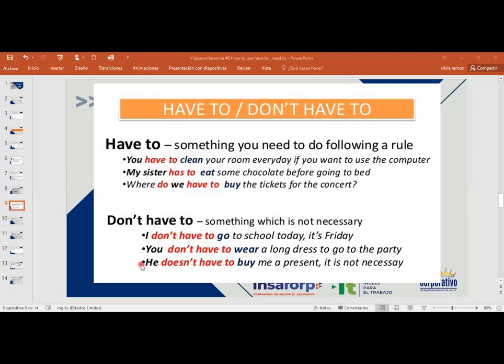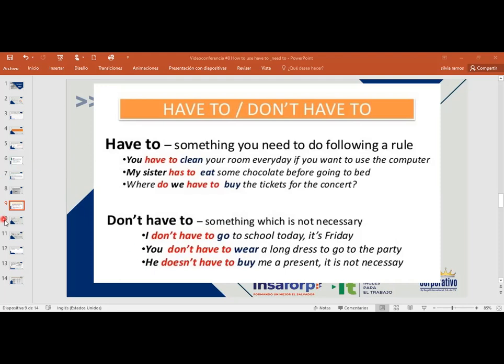And the last one, read the example, Katia. Where do we have to buy the tickets for the concert? El último. Doesn't have to. She doesn't have to buy me a present. It is not necessary.